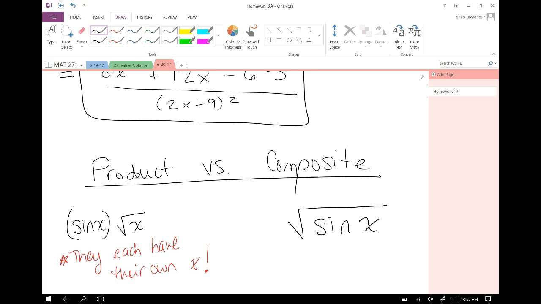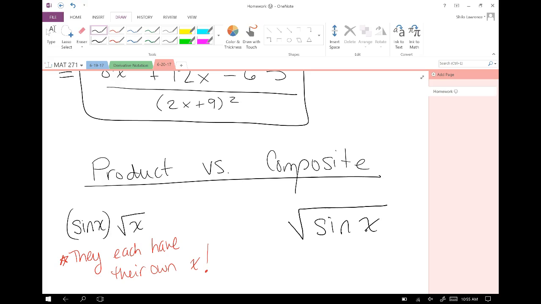The sine is inside of the square root. So that's how I know it's composite. If square root has its own x and sine has its own x, and they're being multiplied, then I know it's a product. Or if they're being divided, then I know it's a quotient. But if one function is inside of another function, then it's a composite. So that sine function is physically inside of a square root.